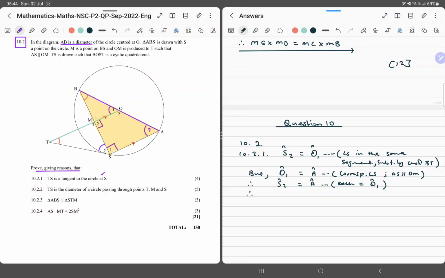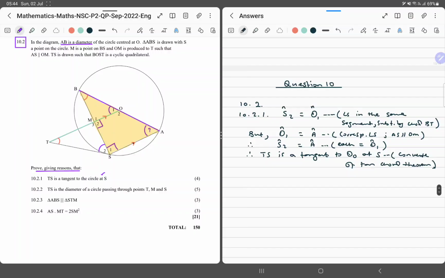So we made O1 our link. Therefore, we can conclude now that TS is a tangent to circle center O at S. What is that? This is the converse of the tan chord theorem. Wow, these guys decided to keep it around the tan chord theorem. It's been tan chord theorem all the way. You win.